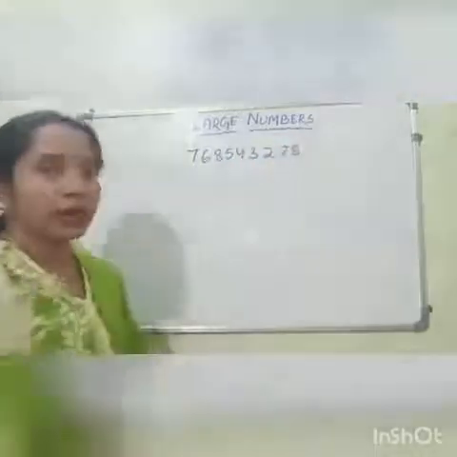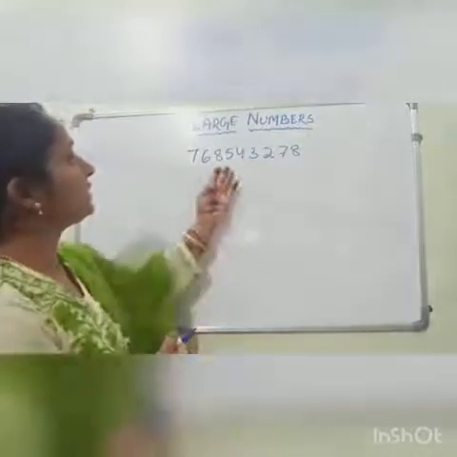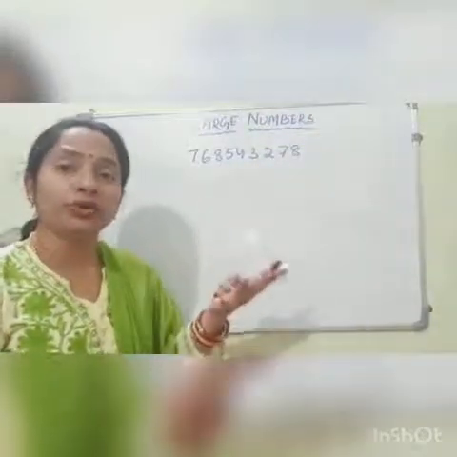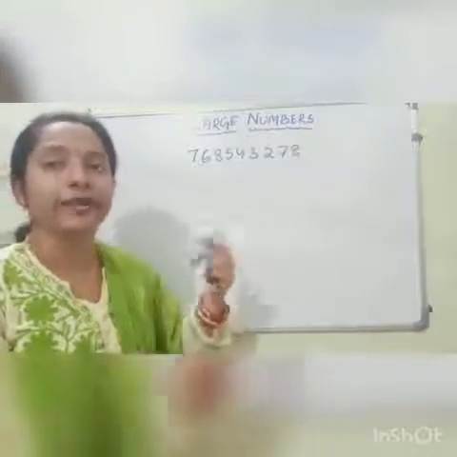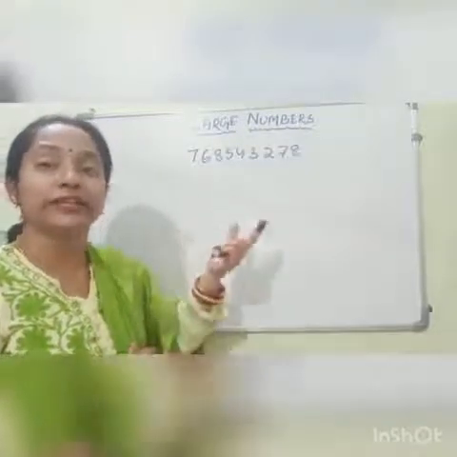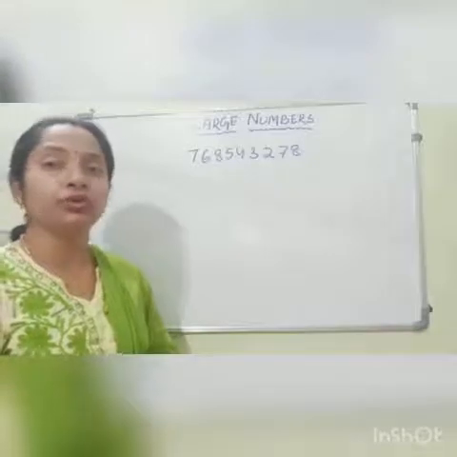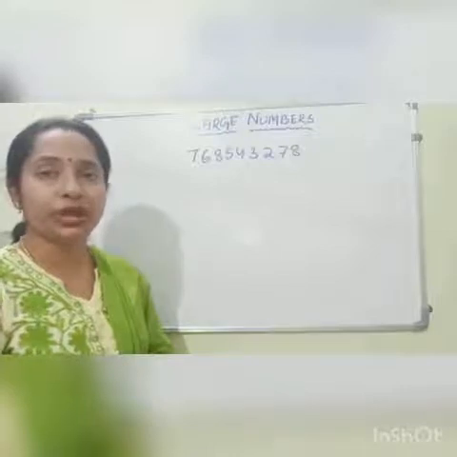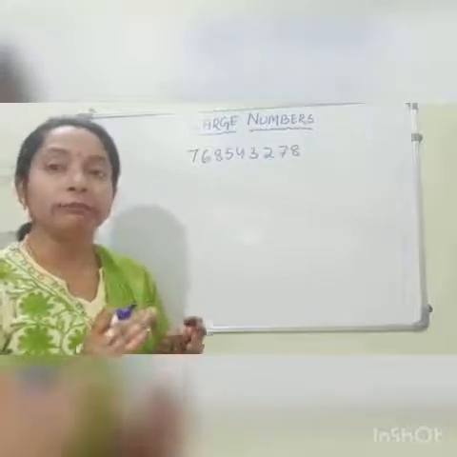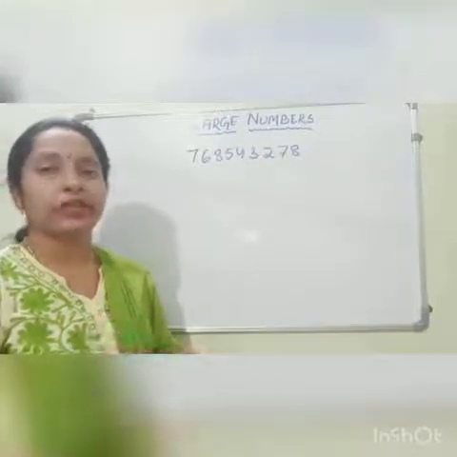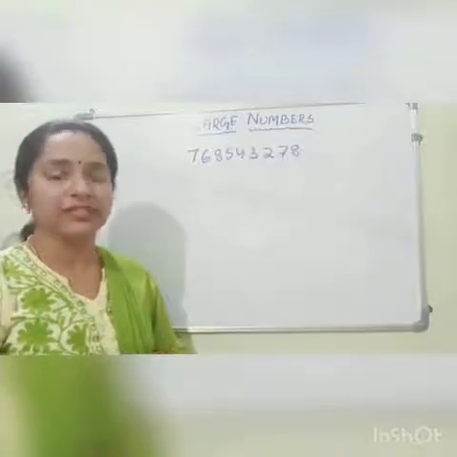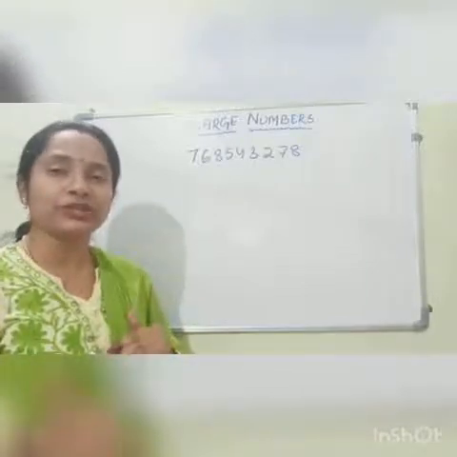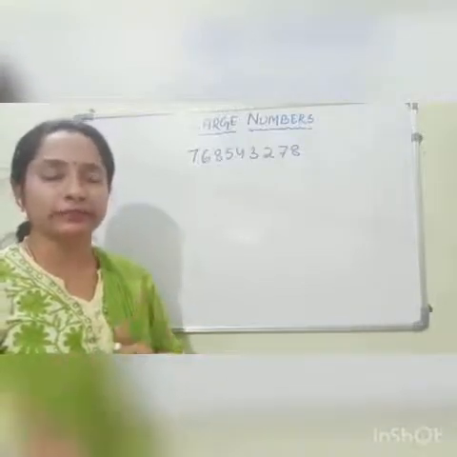So, suppose let us consider a large number 768543278. Now, this is a large number consisting of 9 digits. Now, how to read this number or how to write this number as well as how to write its expanded form. So, in order to understand a large number properly, first of all, we should have the idea about the periods or the number system. We have two types of number system, that is Indian number system and international number system. So, first of all, let us understand about the Indian number system.